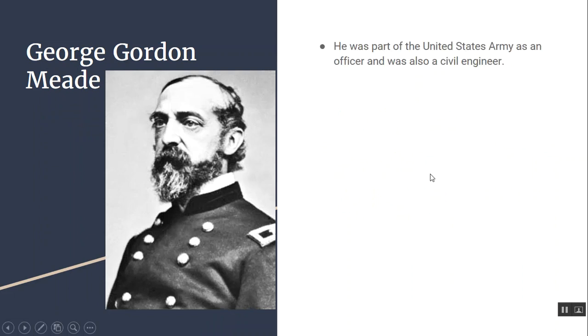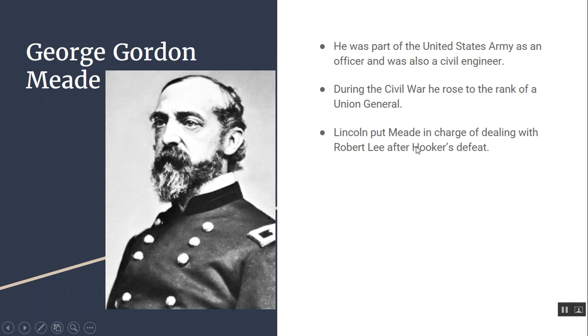George Gordon Meade. He was part of the United States Army as an officer and was also a civil engineer. During the Civil War, he rose to the rank of Union General. George Gordon Meade was the one that Lincoln chose to replace Hooker in going against Lee.